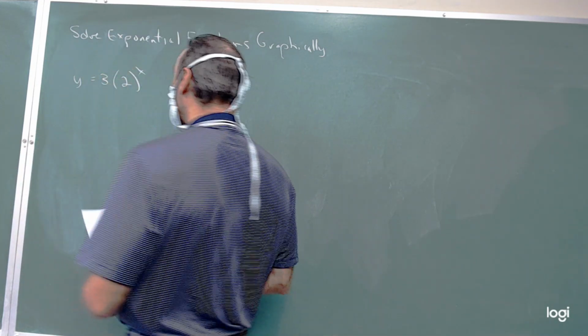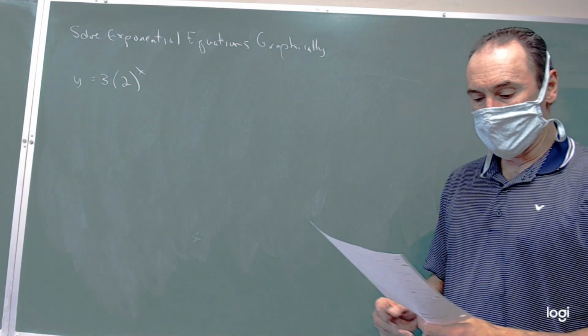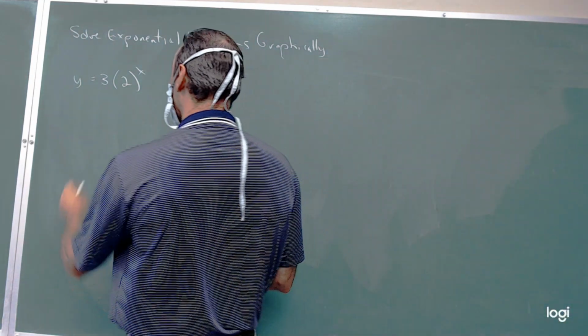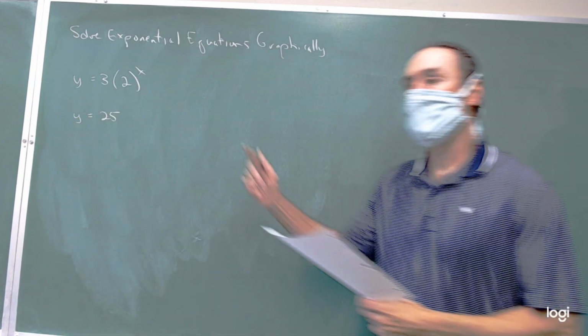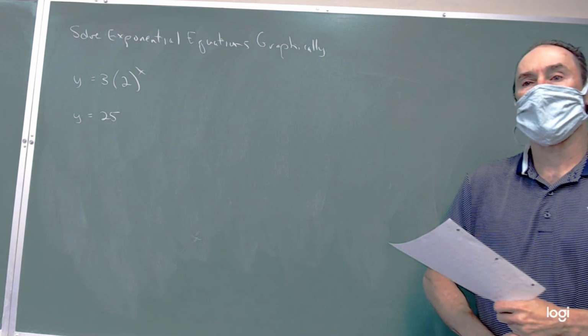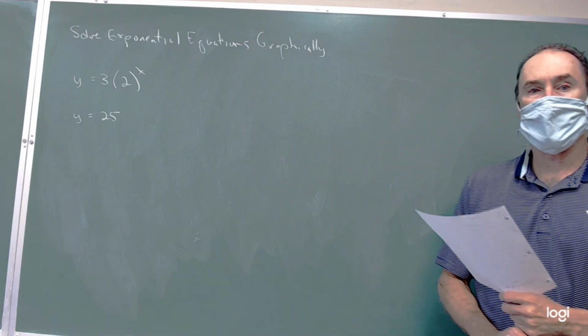So we have one equation, y equals 3 times 2 to the x, and the other one is going to be y equals 25, and we want to find out where these two intersect. What is a solution to these two there?